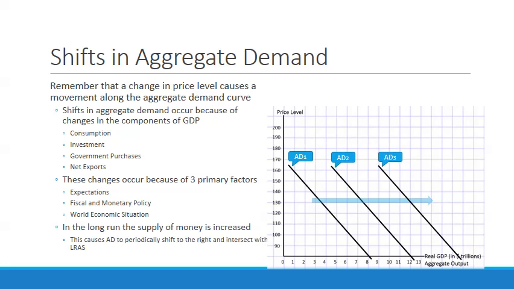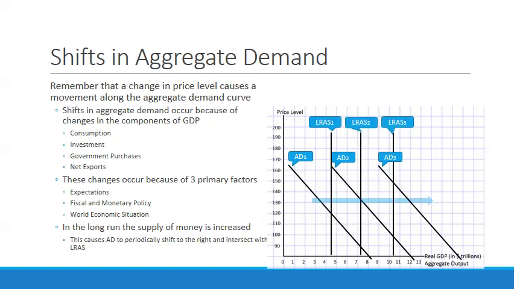So this causes aggregate demand to periodically shift to the right, intersect with the long run aggregate supply curve, which is vertical. So you see how these intersect with each other over time. And then we can notice that equilibrium, of course, is increasing. And so we see that over time there is an increase in price level and an increase in aggregate output. So both of these are increasing. And one of the things that we're going to look at within this lesson is specifically how that occurs and the importance of that.